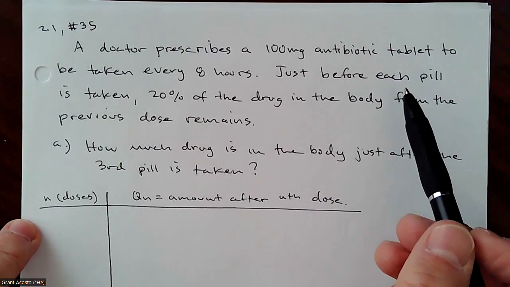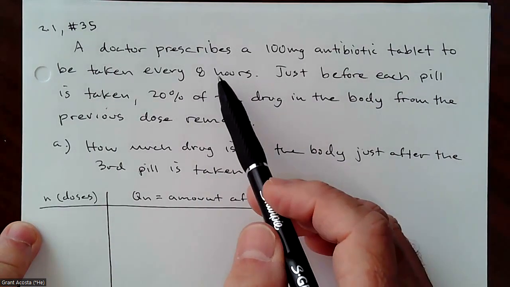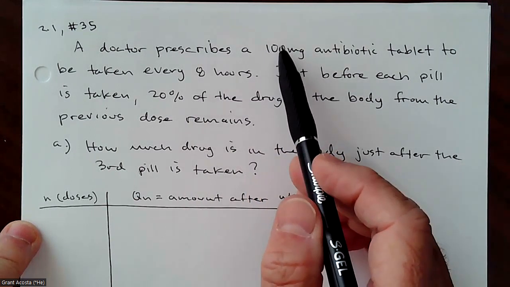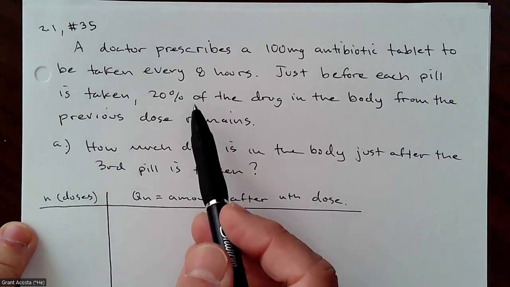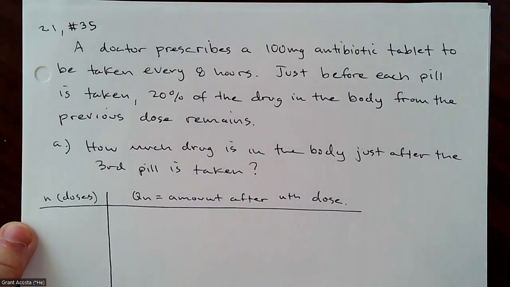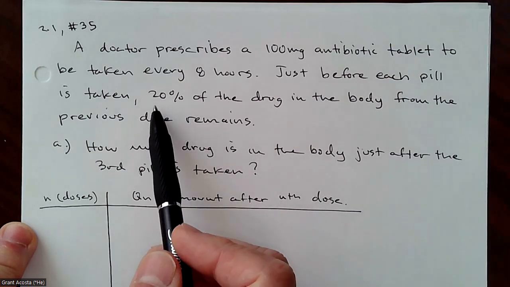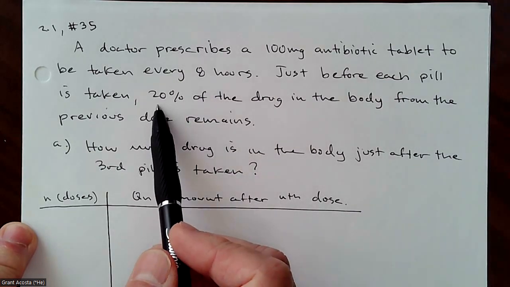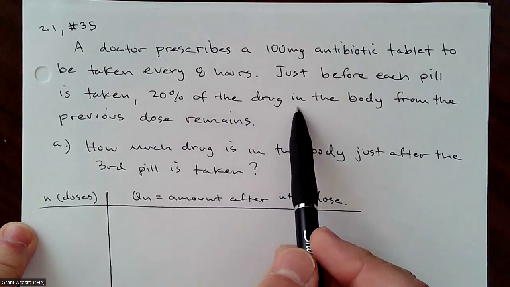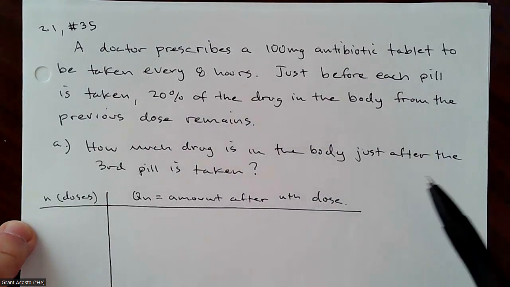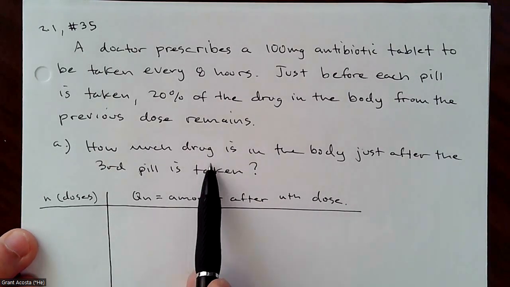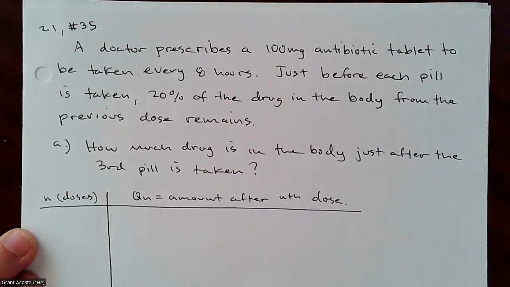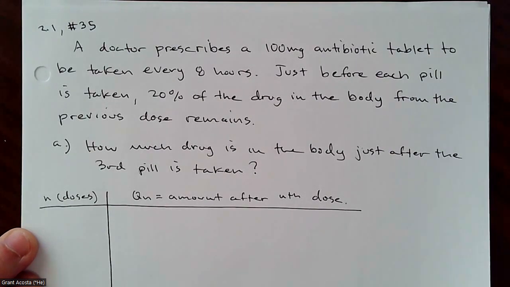So when you take that pill, presumably the drug gets absorbed into your body. But over time, by the time you take your next dose, a lot of the drug is going to be eliminated from the body. So we're going to presume just before you take your next dose that 20% of whatever amount of drug was in the body remains. So 80% of it has been eliminated from the body. And so the question is, let's start with this, how much drug is in the body just after the third pill is taken?